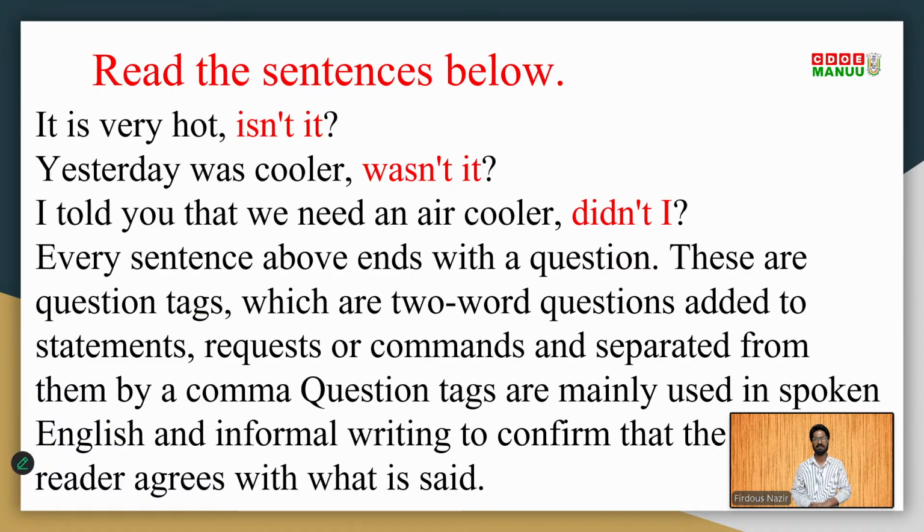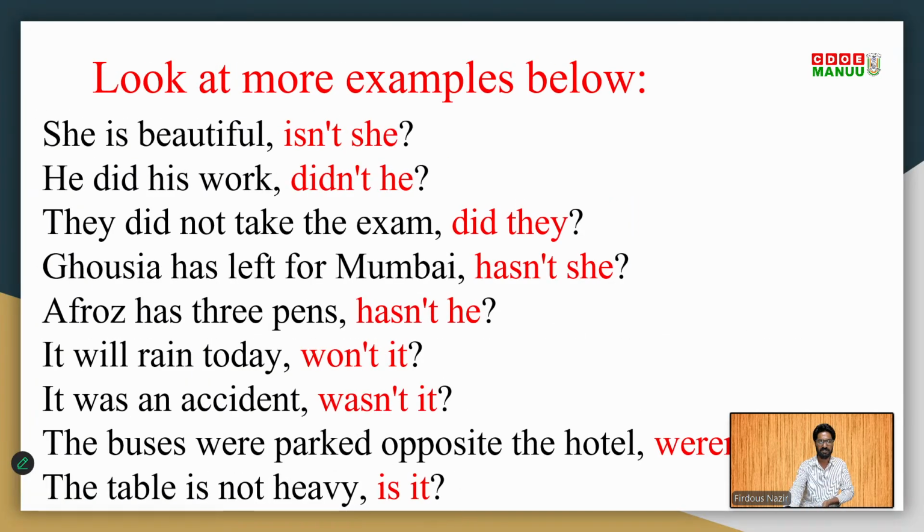These are question tags, which are two-word phrases added at the end of the statement to make a question out of a statement, or a command, or a request. So how do we separate question tag and the statement? We put a comma between them. After the statement, we put comma, then we add question tag, and it becomes a question. Yes, we did it yesterday.